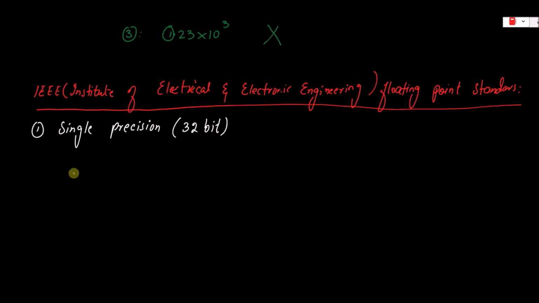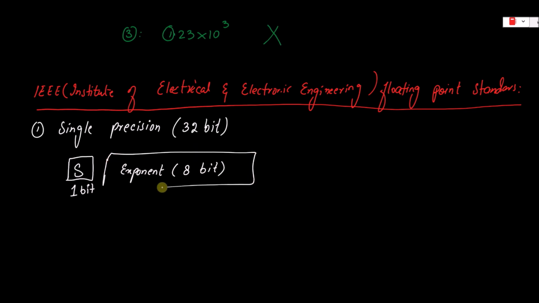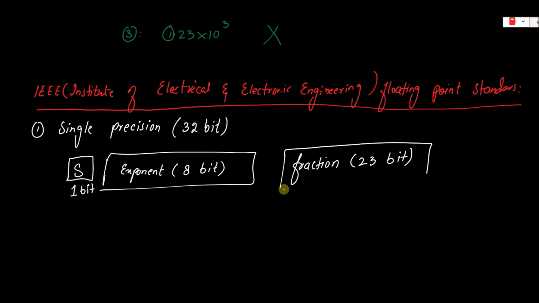In 32 bits, we have a 1-bit allowed for sign. If it is negative, it uses a 1-bit, and if it is positive, it will not be using any bit. Next, we have the exponent part, and the exponent part uses 8 bits. Maximum allowed is 8 bits. Next, we have the fractional part, and the bits allowed for the fraction is 23 bits. If the number is greater than 23 bits, then it will automatically be rounded off.